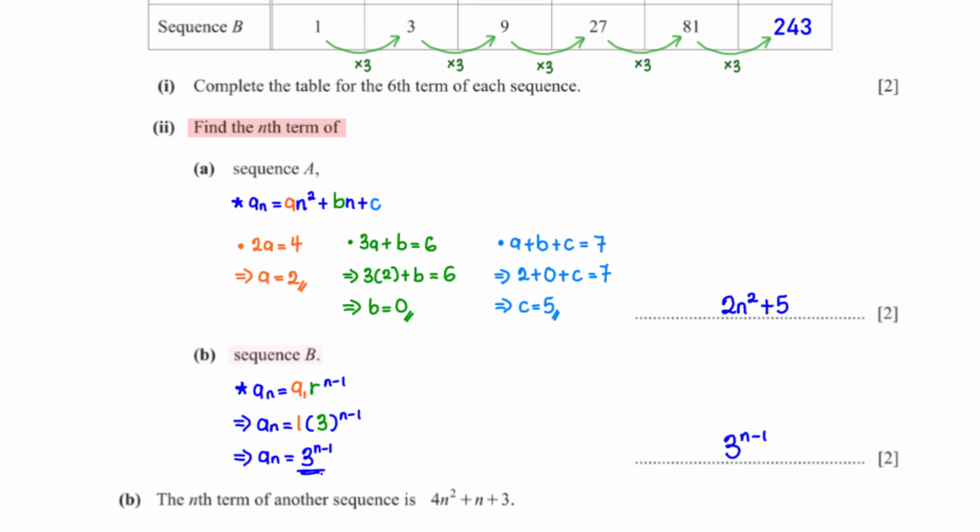Find the nth term of sequence B. Sequence B is a geometric sequence, so we can use this formula to get the nth term. a1, which is the first term, is 1. r, which is the common ratio, is 3. 1 times 3 raised to the power n minus 1 is 3 raised to the power n minus 1.